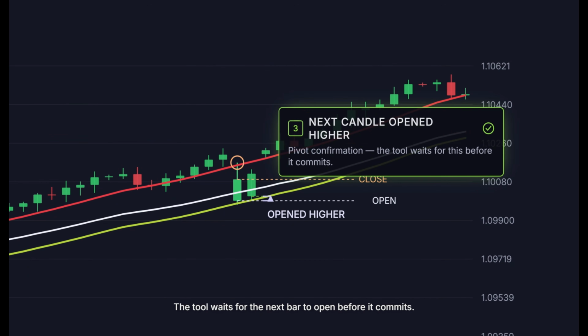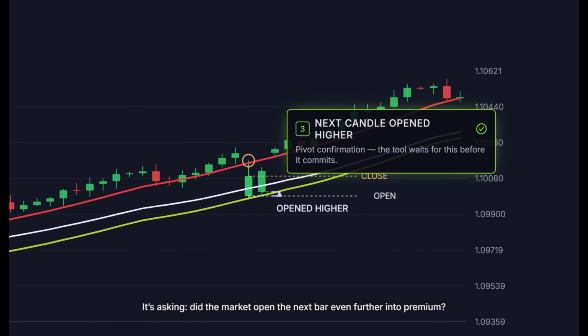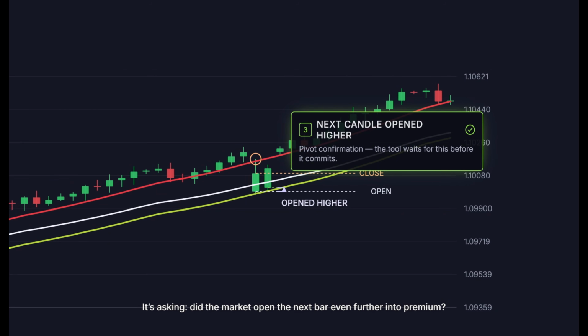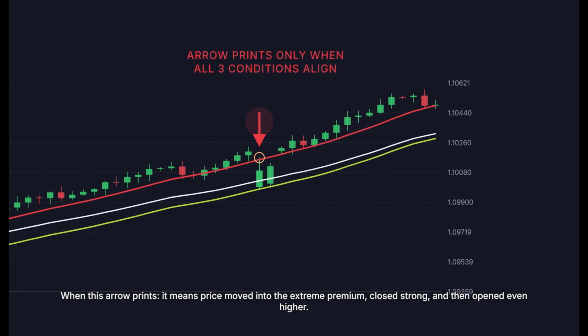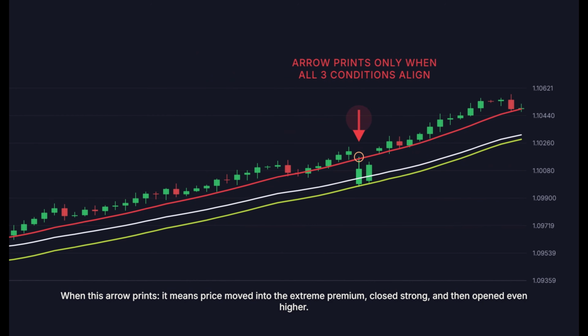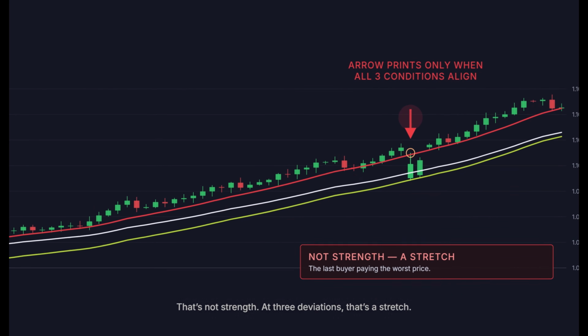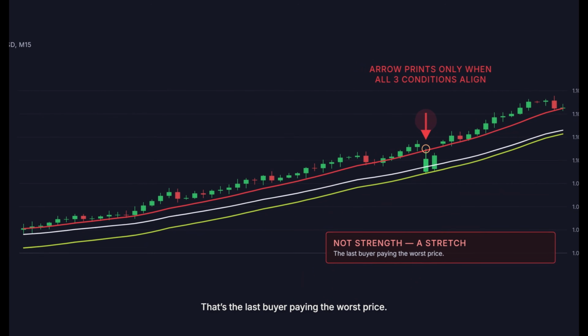The tool waits for the next bar to open before it commits. It's asking, did the market open the next bar even further into premium? When these arrows print, it means price moved into the extreme premium, closed strong, and then opened even higher. That is not strength. At 3 deviations, that is a stretch. That is the last buyer paying the worst price.